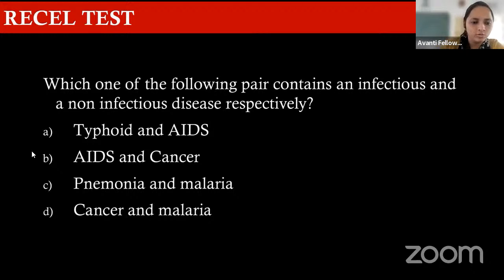Okay. So option B, AIDS and cancer, is the answer. AIDS is the infectious disease and cancer is the non-infectious disease. So in option B, it consists of both an infectious and a non-infectious disease.